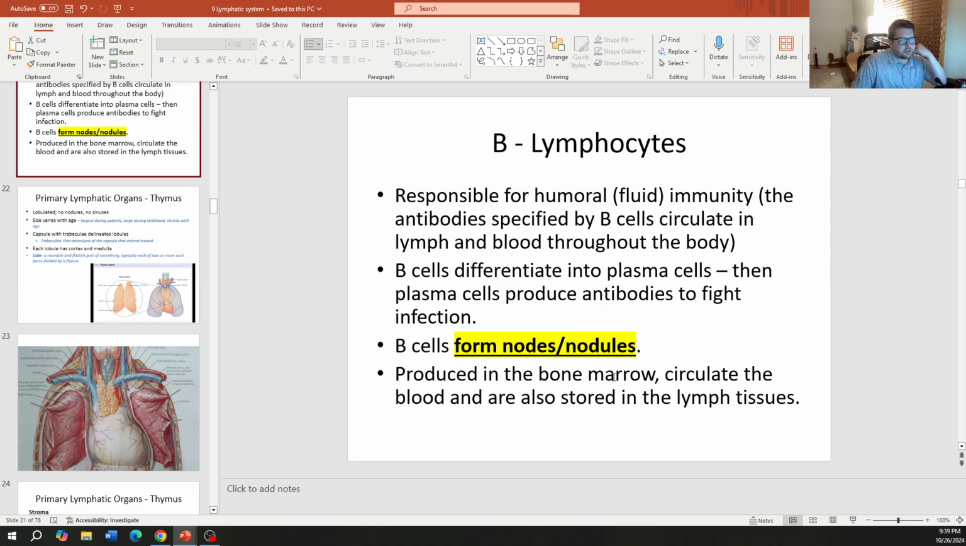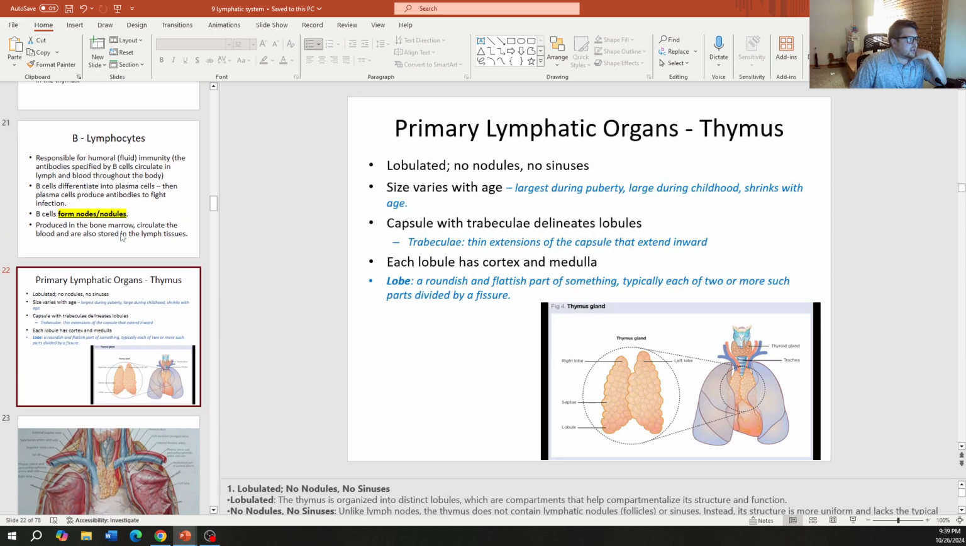Of course, these are produced in the bone marrow, they circulate the blood, and also stored in the lymph tissues. Okay, so that's bone marrow and the B lymphocytes. Now, the primary lymphatic organs, we're going to jump into the thymus. So we talk about the thymus.